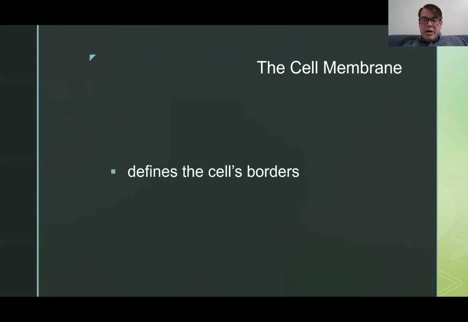So the cell membrane has two basic functions. On the one hand, it defines the cell's borders, what's in the cell, what's not in the cell, and it keeps the cell functional. The cell membrane helps, for example, when it gets cold. Variations in the cell membrane can help the cell survive better, regardless of the temperature range and so forth.